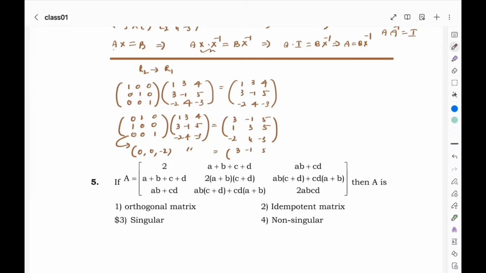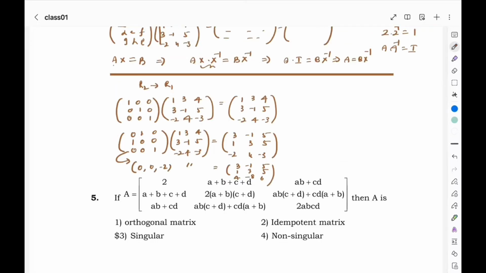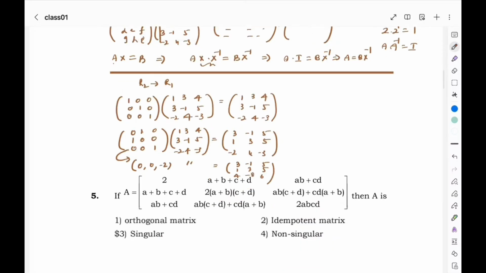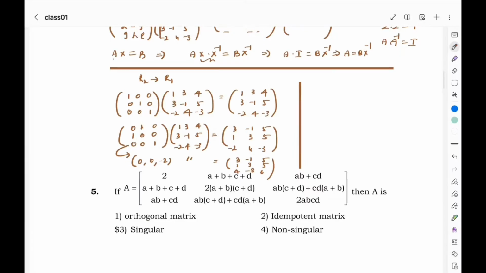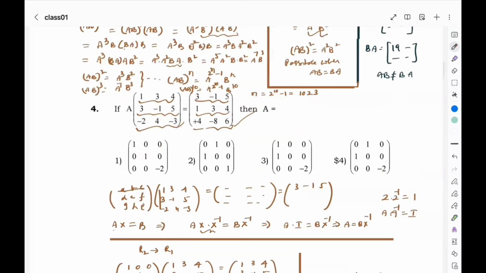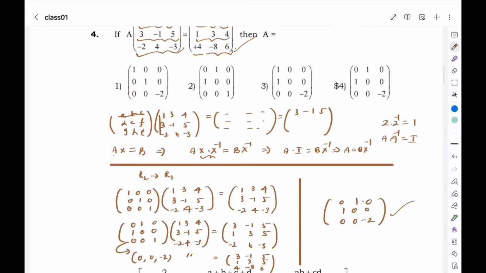The first two rows' elements will be the same. Then here you have 4 minus 8 6, which is the required matrix. But with a simple reason, finally, without finding the determinant, without forming any equations, by just elementary operations, this will give you the required matrix. Right.